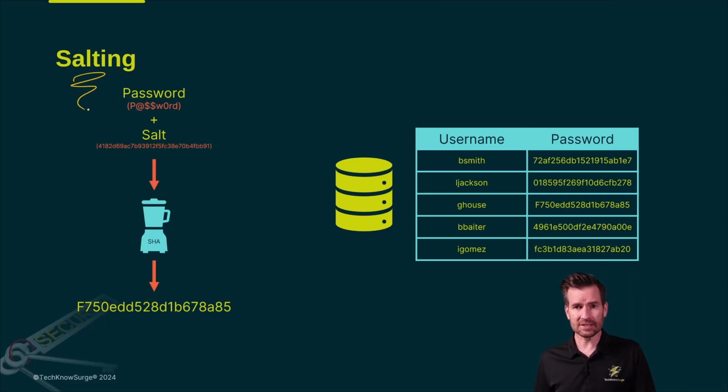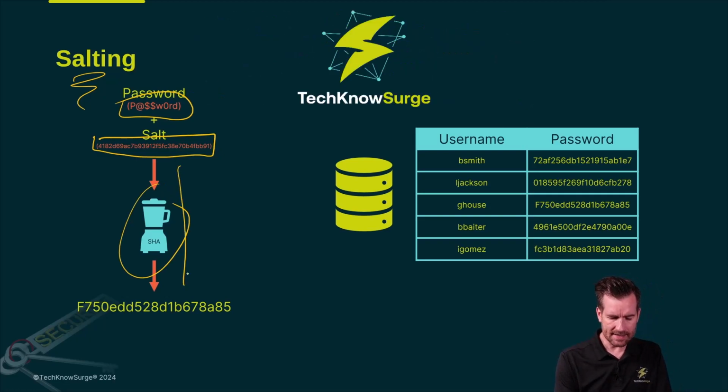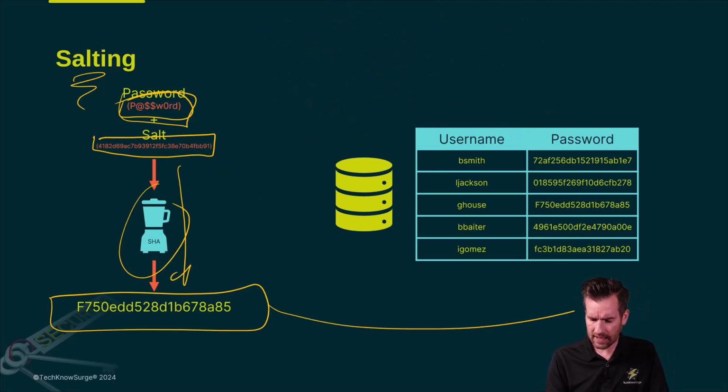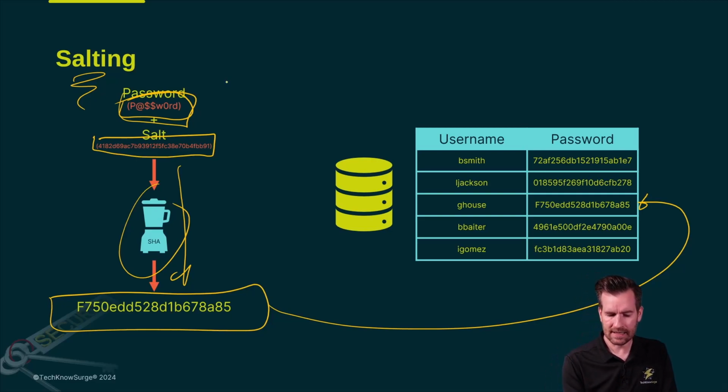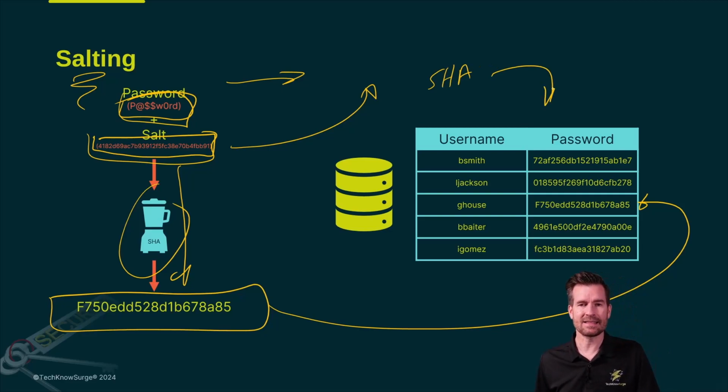And so what salting is, is adding an additional value to the password before it gets hashed. Once it gets hashed, the value is going to look quite a bit different than if it was just the password alone. That's what's going to get stored in the password database. Now when a user logs in, they're going to type in their password. It's going to add the salt value to that, put it through the algorithm, and then compare it against the password table to authenticate or make sure that that person is who they are.